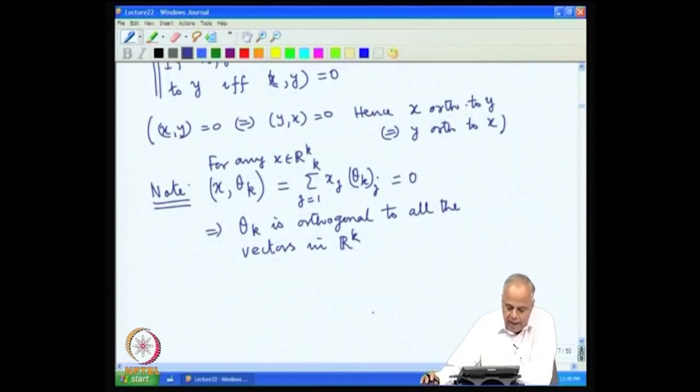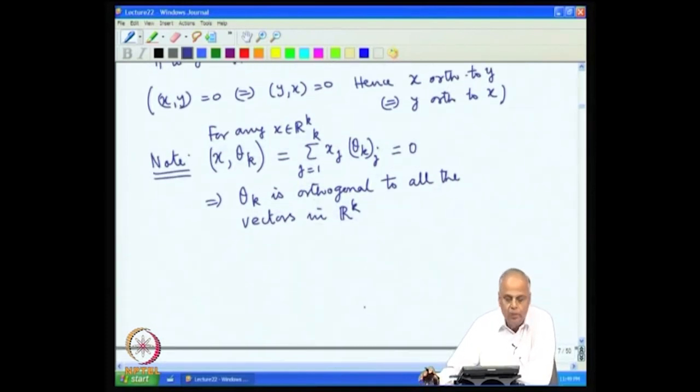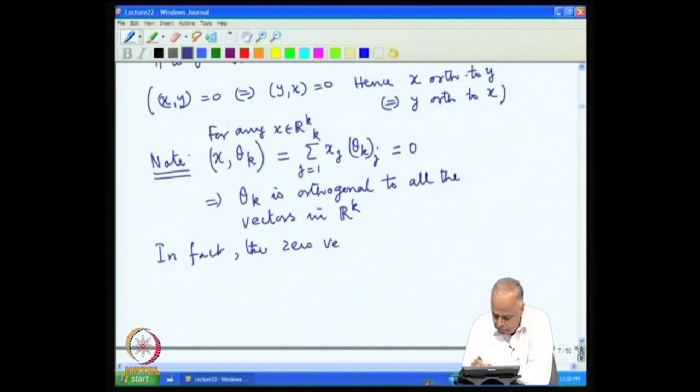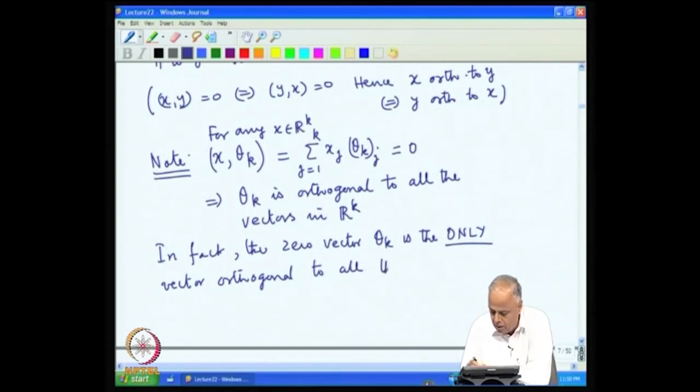Now, in fact, this is a characterization of the 0 vector, because this is the only vector which is orthogonal to all the vectors. In fact, theta k, the 0 vector, is the only vector orthogonal to all the vectors in R^k. This is the only vector, no other vector can be orthogonal. Why?